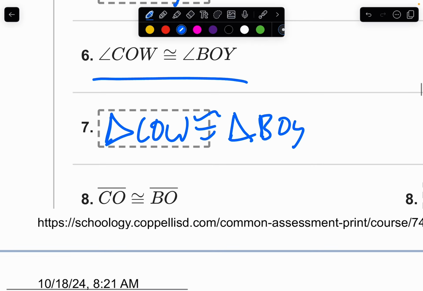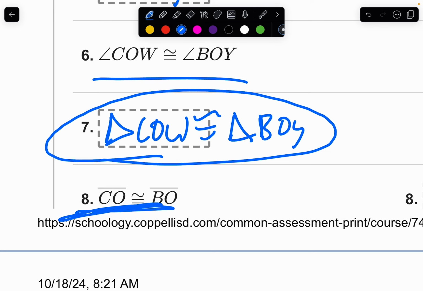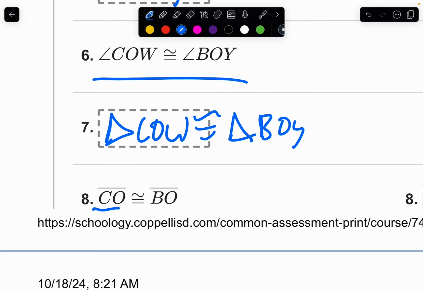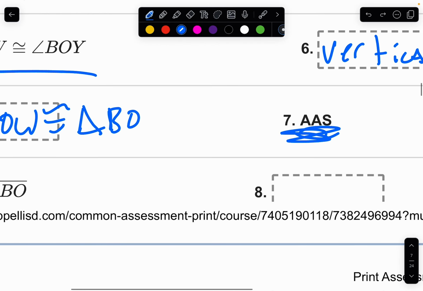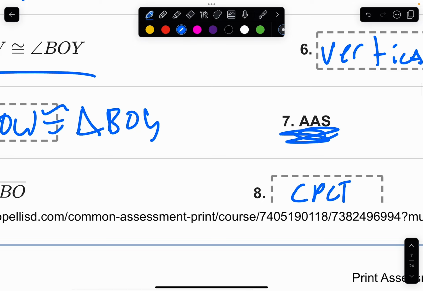And then lastly, once you have congruent triangles, what's going to be the follow-up really often? COBO, COBO, that is CPCTC. CPCTC.